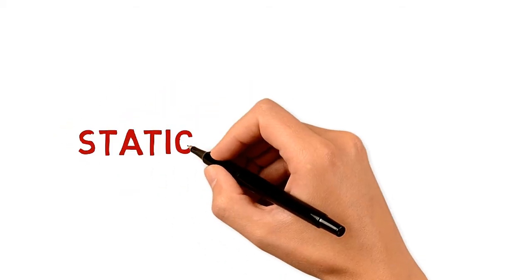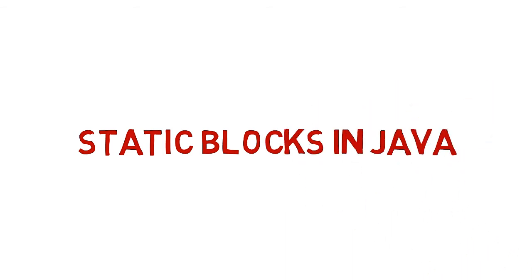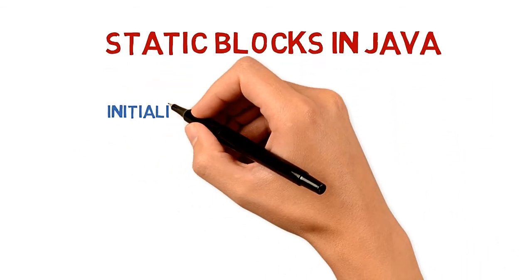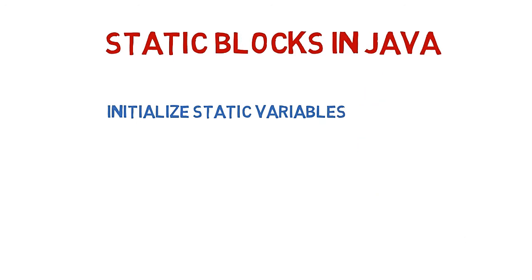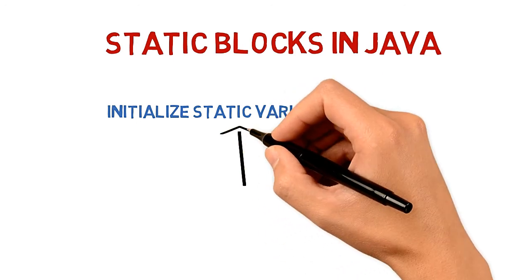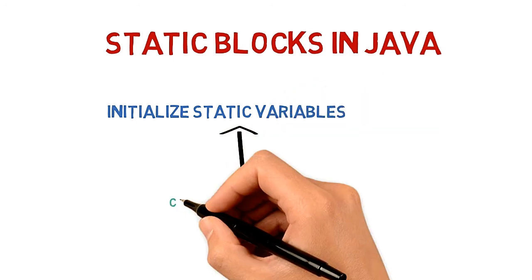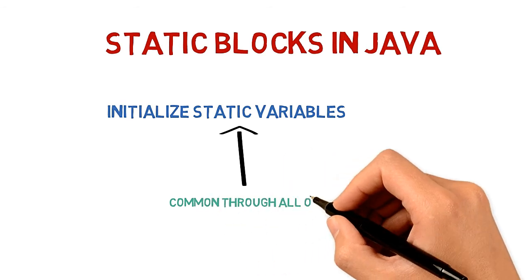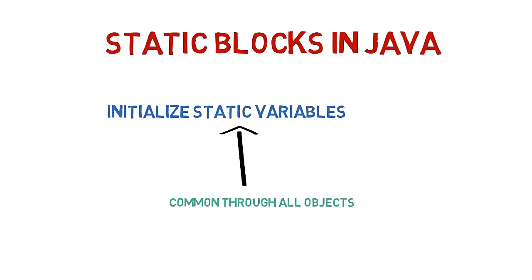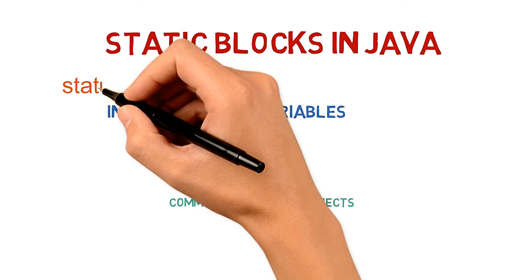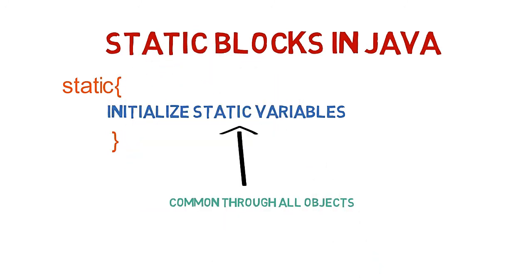In this video, we'll see what a static block is in Java. Basically, static blocks are used to initialize static variables. In the last videos, we have seen what static variables are. Variables that are common throughout all the objects, we make static. And the block that is used to initialize these variables is called a static block.